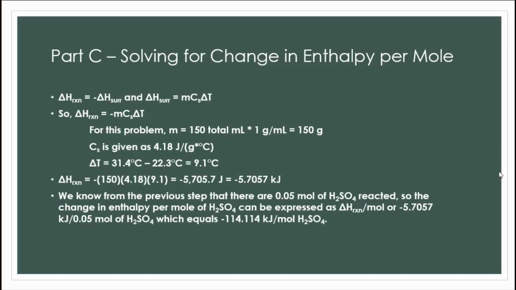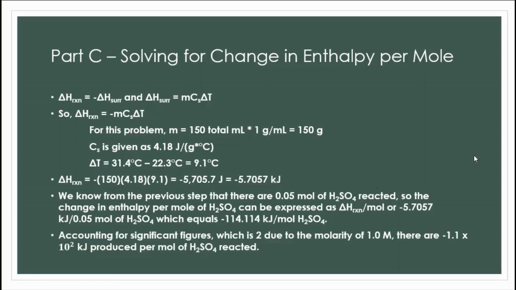We know from the previous step that there are 0.05 moles of H2SO4 reacted, so the change in enthalpy per mole of H2SO4 can be expressed as delta H reaction per mole, or negative 5.7057 kilojoules over 0.05 mole of H2SO4, which equals negative 114.114 kilojoules per mole of H2SO4.